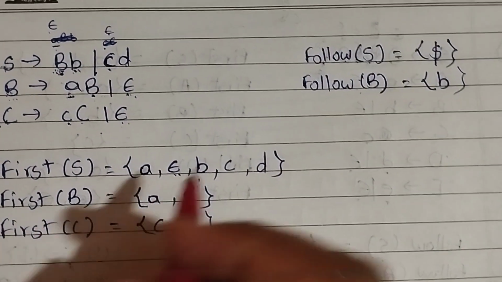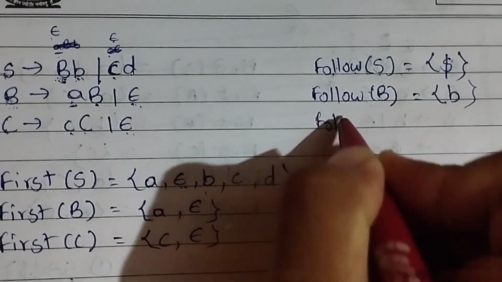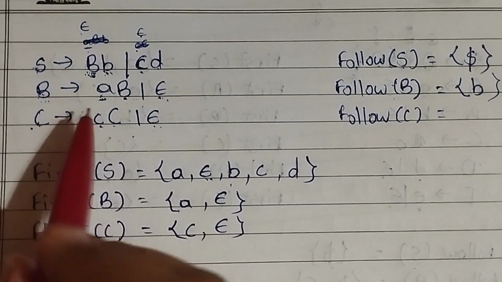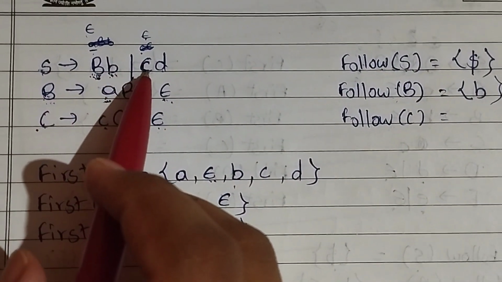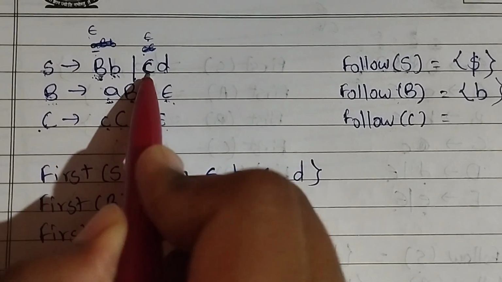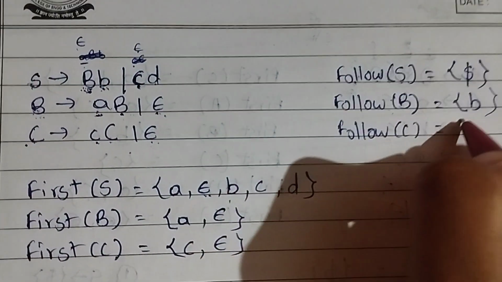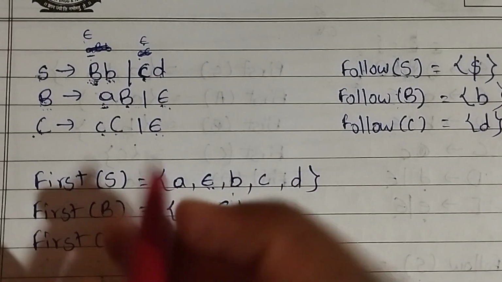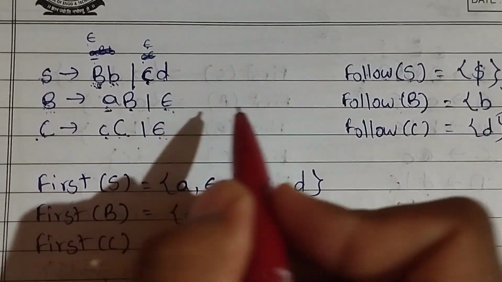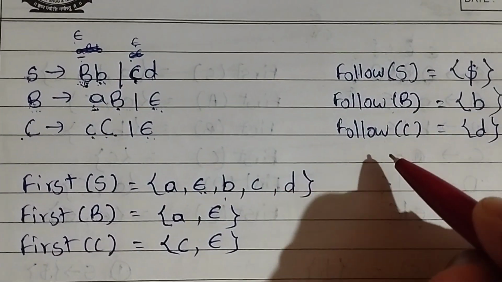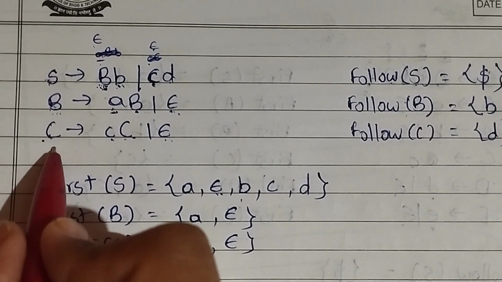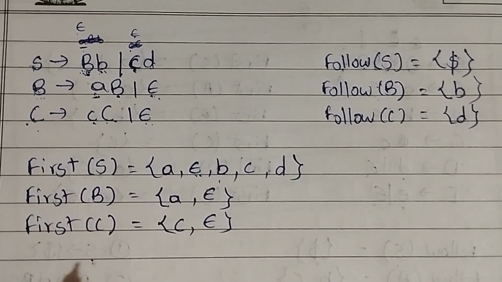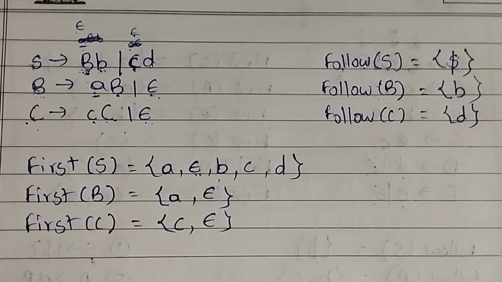And now next follow of C. So follow of C is nothing but, where the C is present, capital C here is present, and this capital C is followed by D. So right here D. So yes, here also capital C is present, but we find out follow of C itself. So we do not consider the follow of C. So that's why only the D. So this is the way how we find out the first and follow.